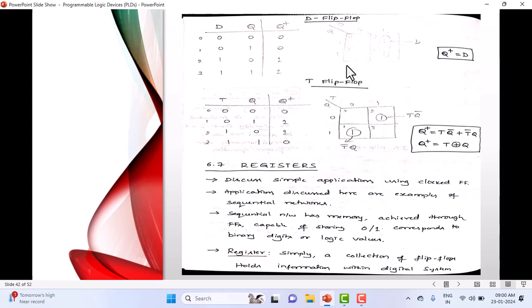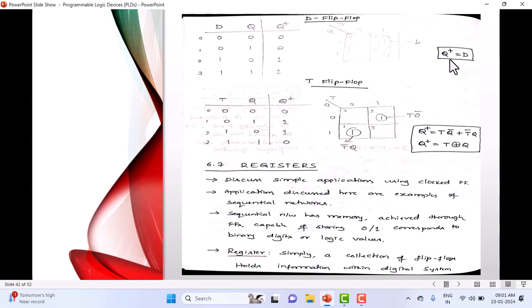So the cells are numbered 0, 1, 2, 3, column-wise. This first cell is the 0th cell, then the first cell, 2 and 3. Just represent the 1s on this. If you group them, you will get Q plus is equal to D. Straightforward, nothing difficult here, right? Is it clear to all of you? If you remember the equation, it is sufficient to understand the flip-flop.